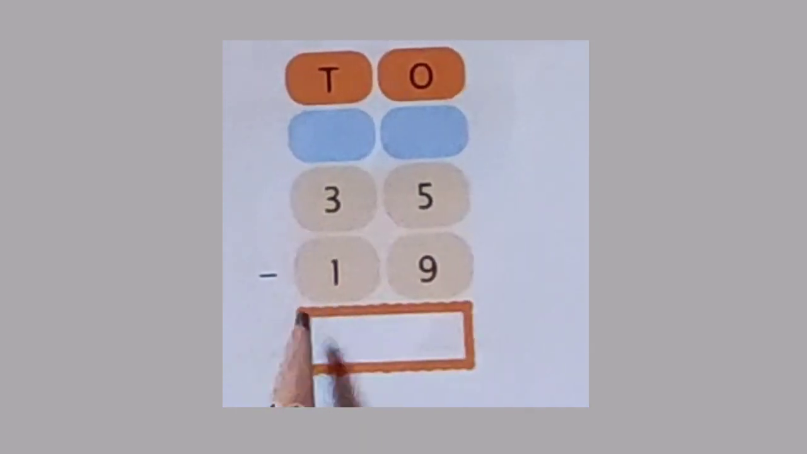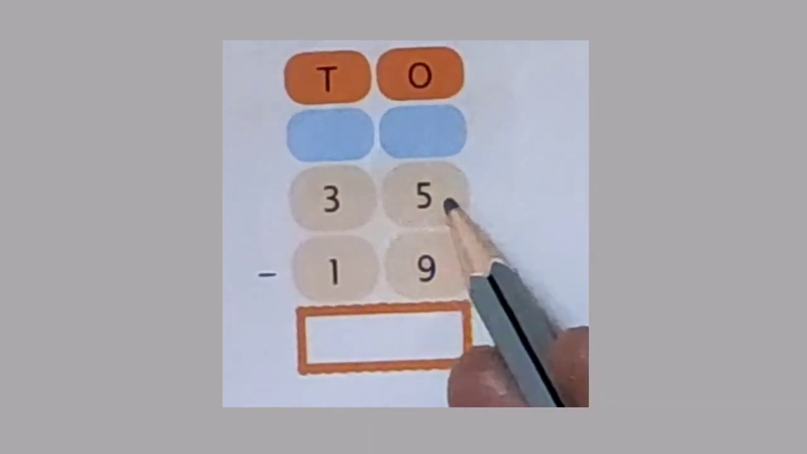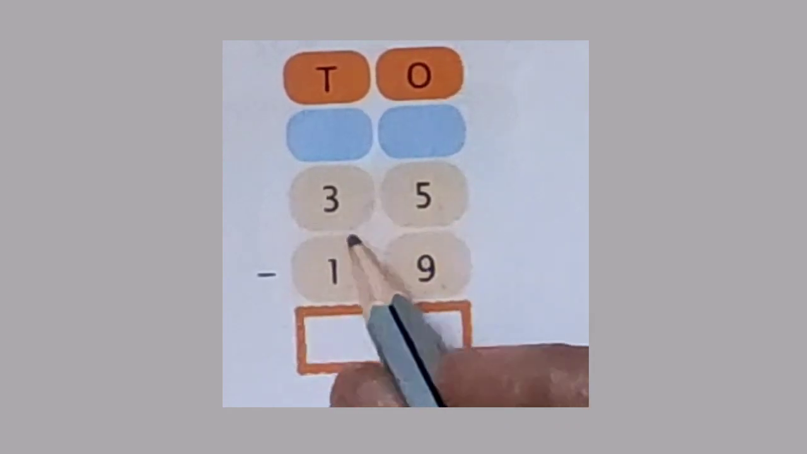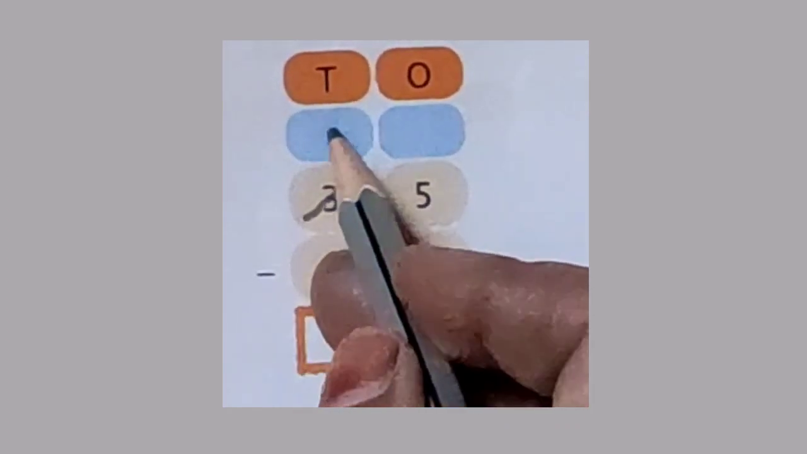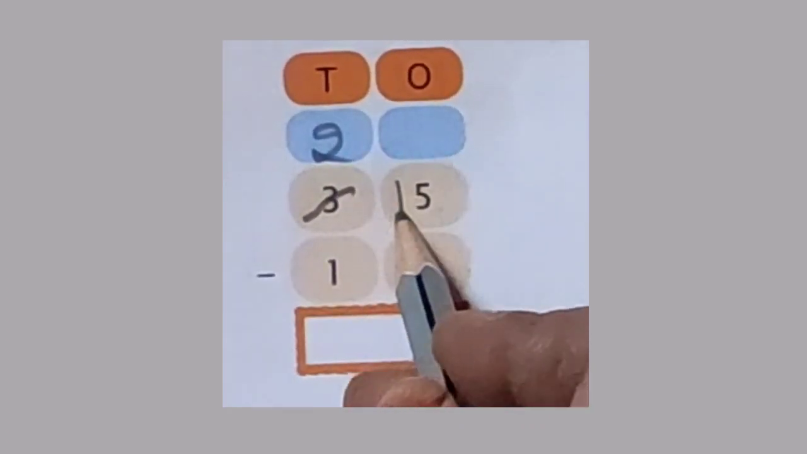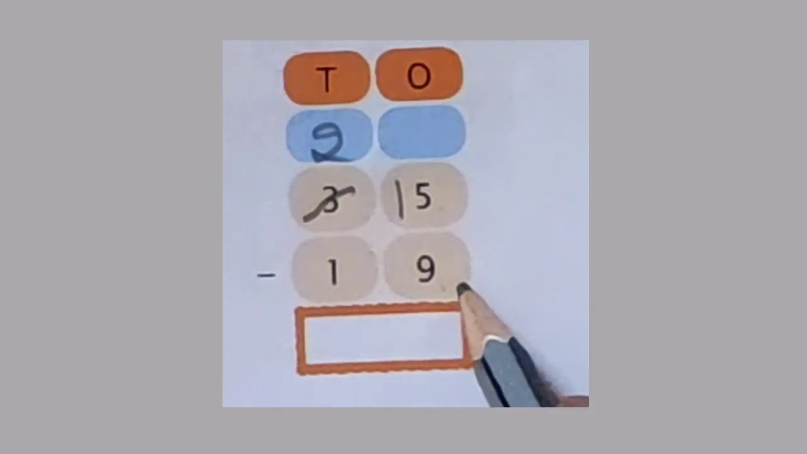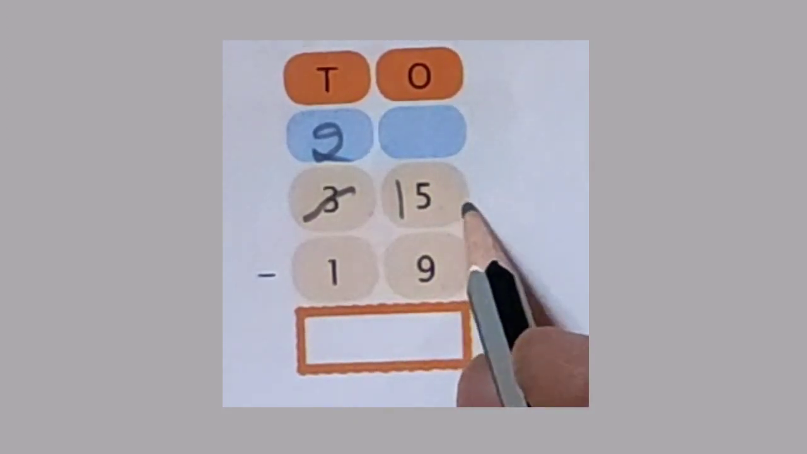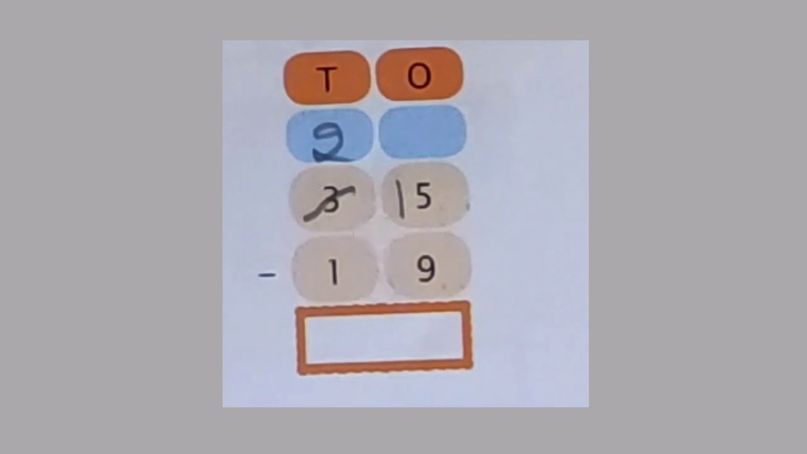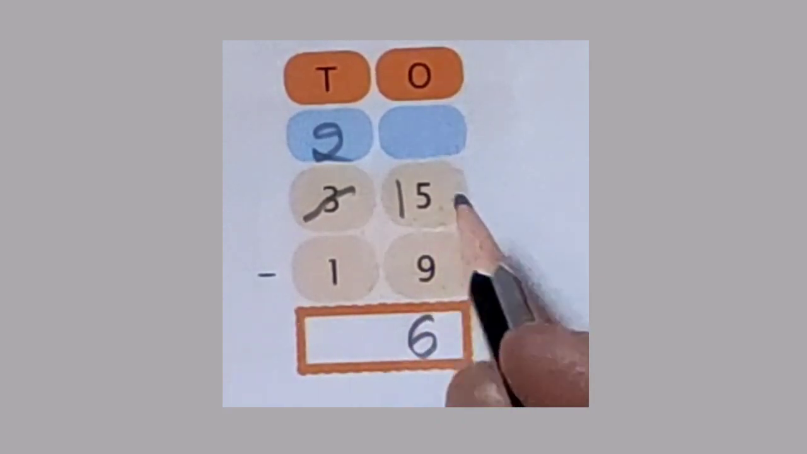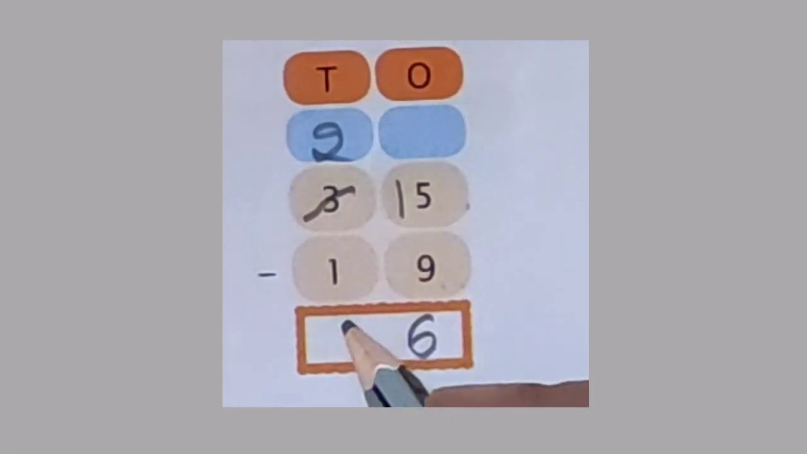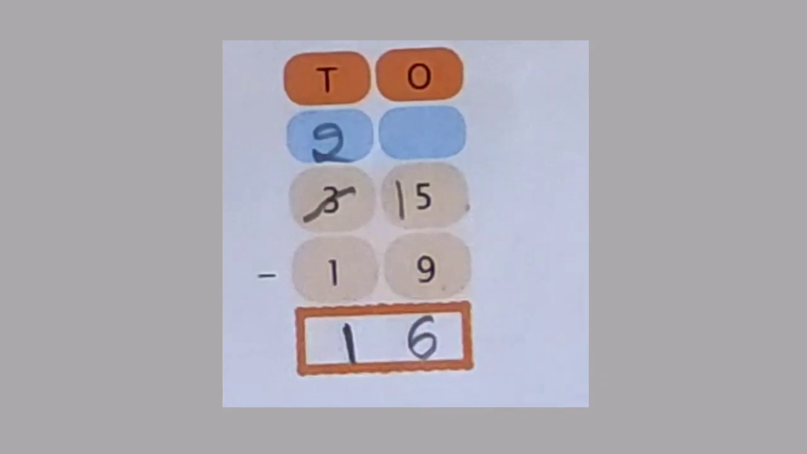Now 35 minus 19. From 5 we cannot minus 9. So we borrow from the tens place. 3 becomes 2 and 5 becomes 15. Start counting after 9 and stop at 15. After 9, 10, 11, 12, 13, 14, 15. It is 6. Write down 6 in the ones place. And now next 2 minus 1 is 1. Write 1 in the tens place. Here we get difference 16.